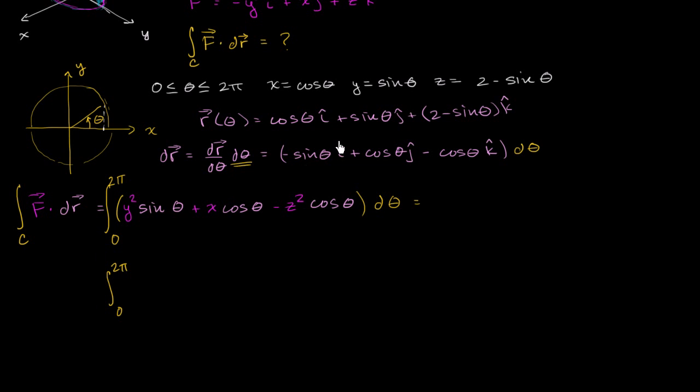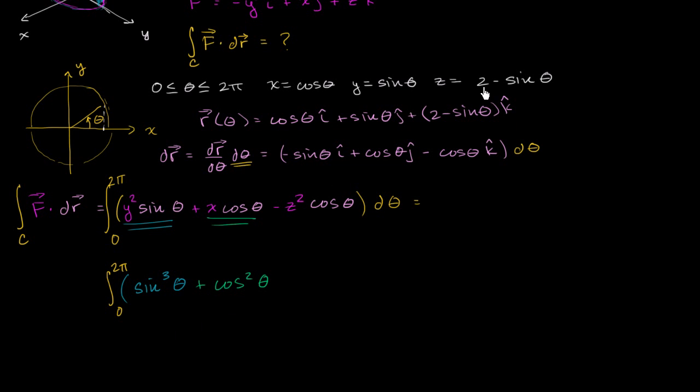Y squared, well, y is just sine theta. So it's going to be sine squared theta times another sine theta. So this is going to be sine cubed theta. Let me write it in blue. Put some parentheses here. And then x is cosine theta, times the cosine theta, so this is going to be plus cosine squared theta.